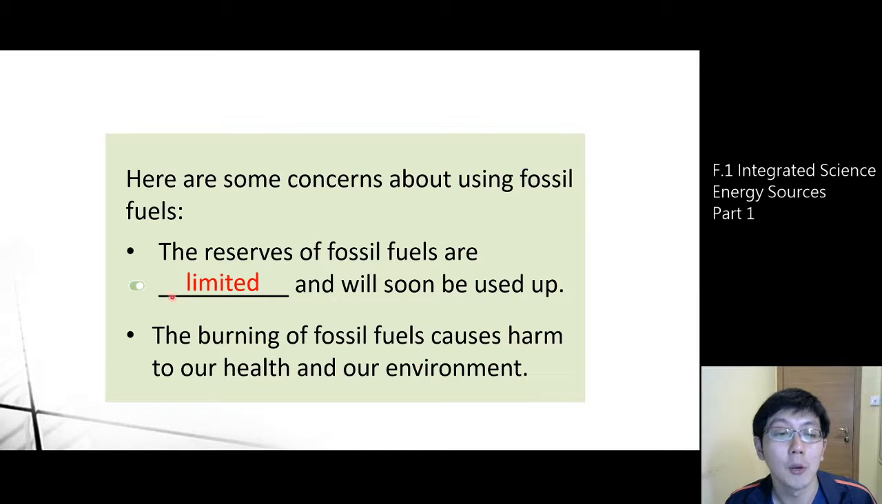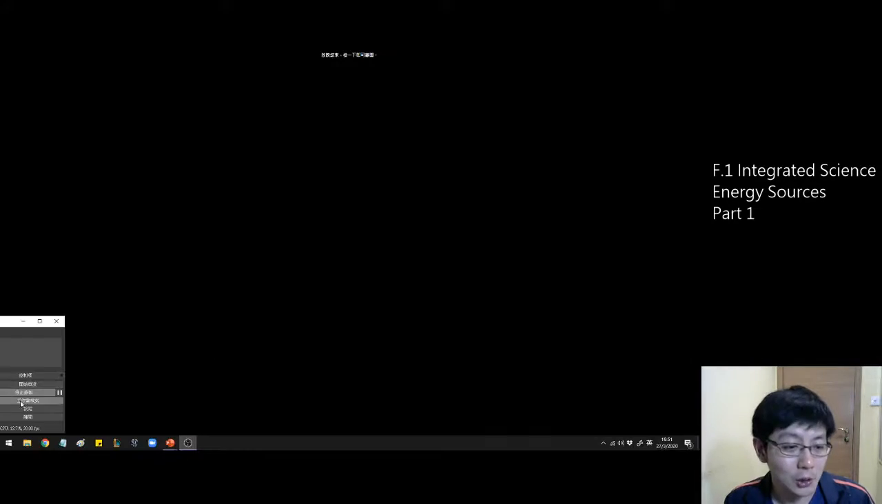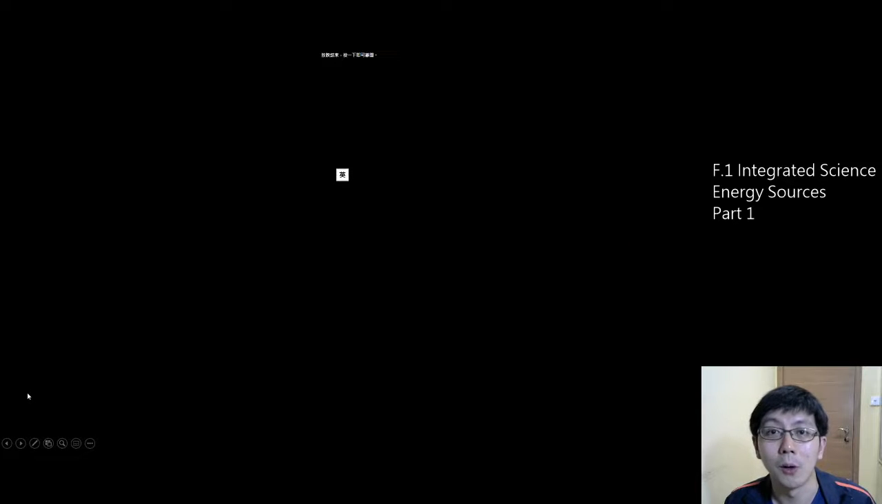If we truly rely on fossil fuels, they are limited and non-renewable, and will eventually be used up. We need to find another type of energy source. And also, burning of fossil fuels will cause serious environmental problems. What are they? Air pollution, acid rain, and global warming. At least these 3 types. Alright, so we'll stop here for this video.